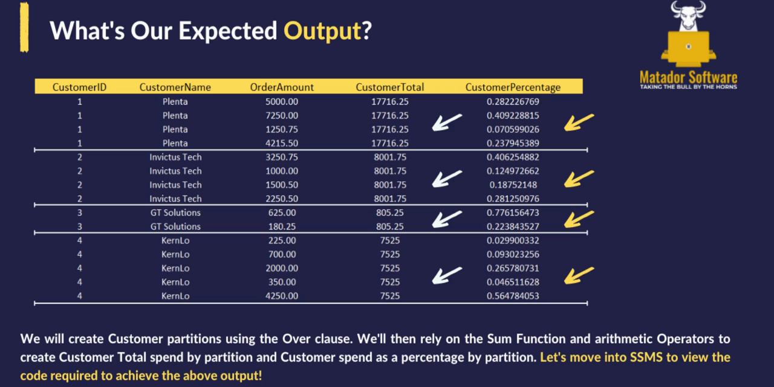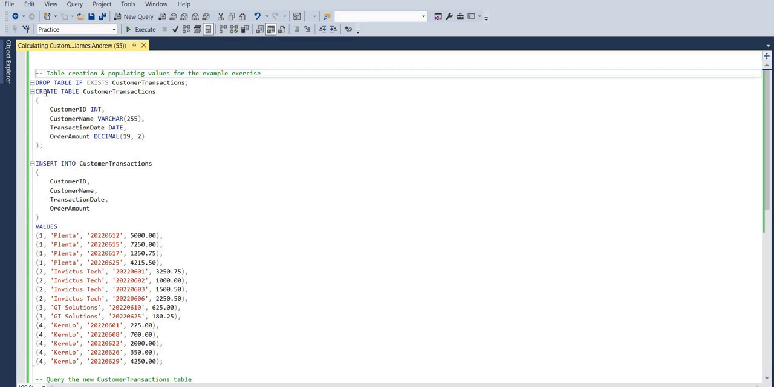So you can see we got 5,000. So we can calculate the percentage spend of 17,000 is 28%. Now, we wouldn't worry too much about those decimal places. We just want correct figures. We can sort that out in the presentation layer.